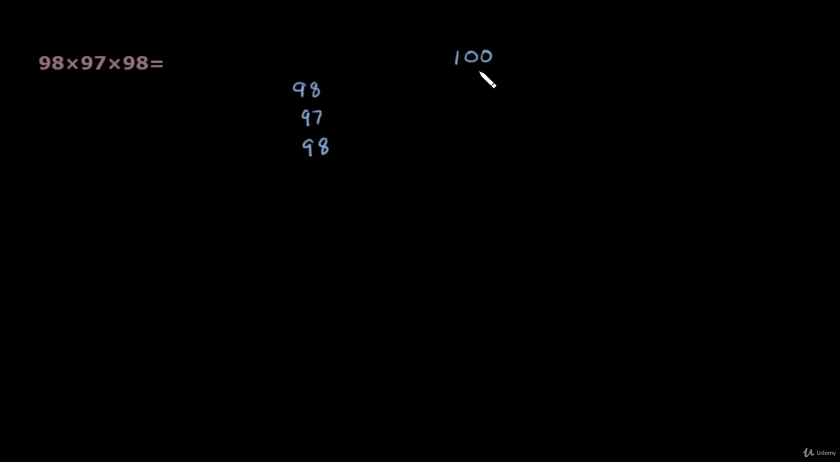Now here the base is 100 and this number is 2 less than 100, this number is 3 less than 100 and this number is 2 less than 100. In order to find the product of these three numbers, we will divide the answer into three parts.